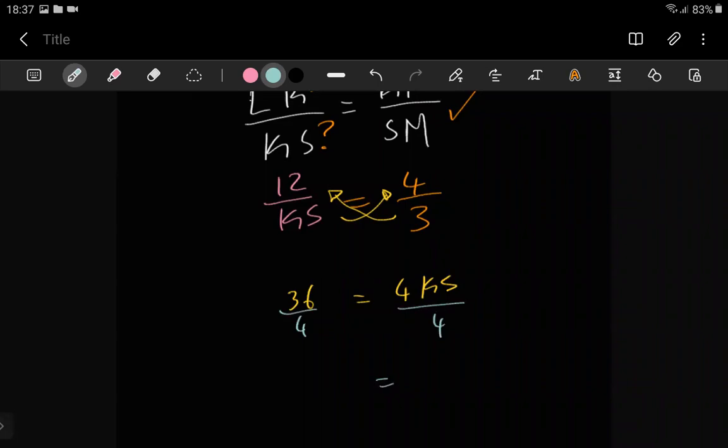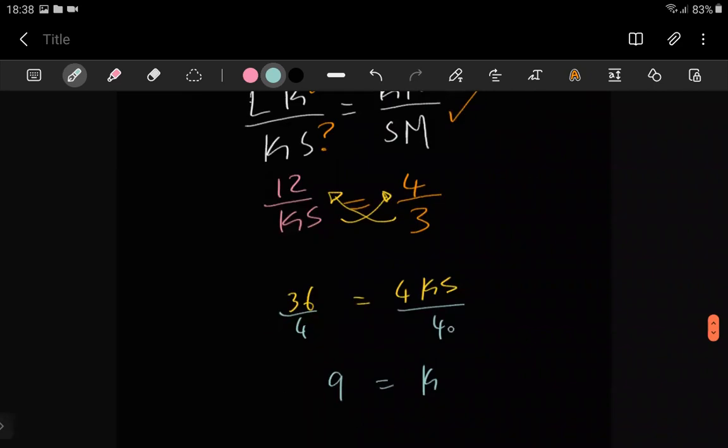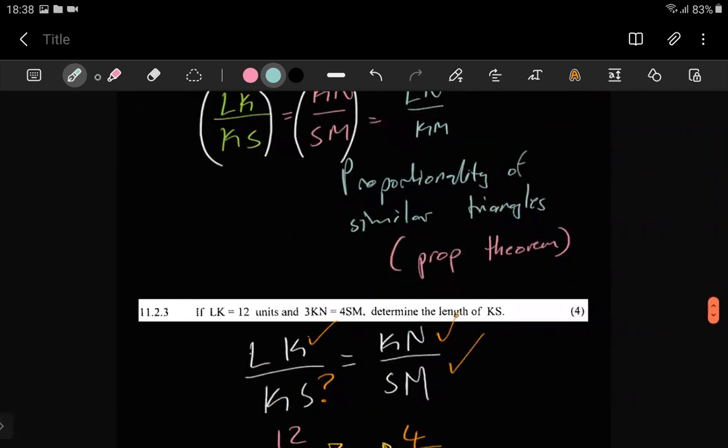What is 36 divided by 4? I think a 9. Yes, nice. So KS is 9. That's going to give us these 4 marks here.